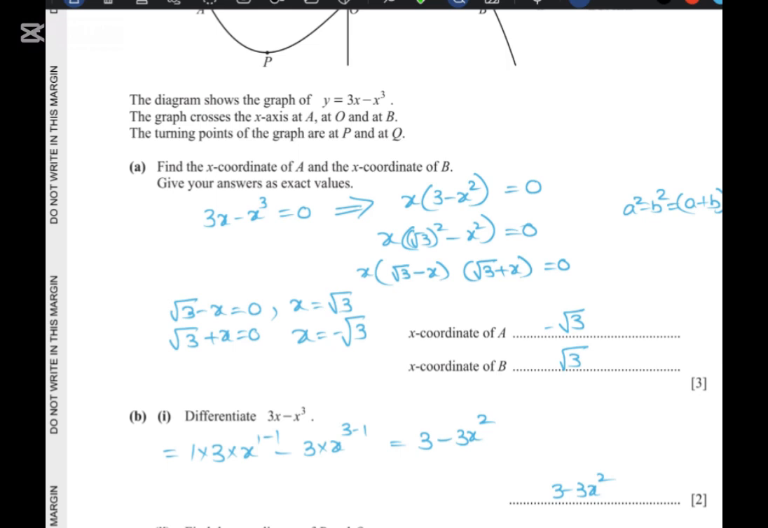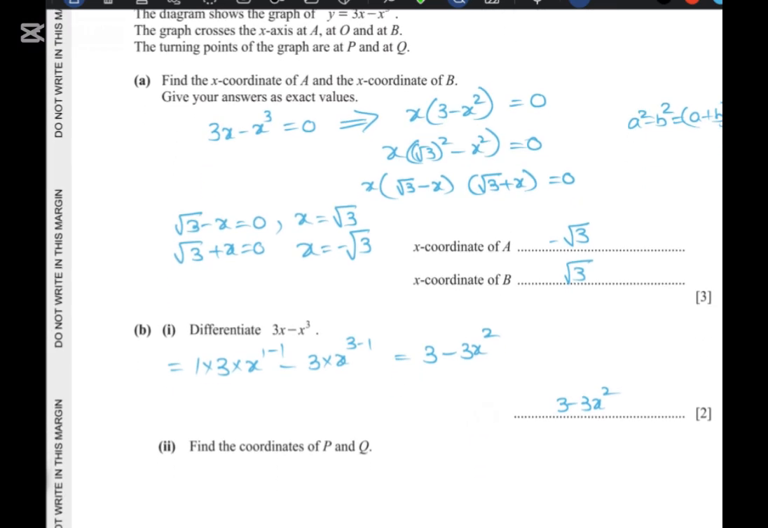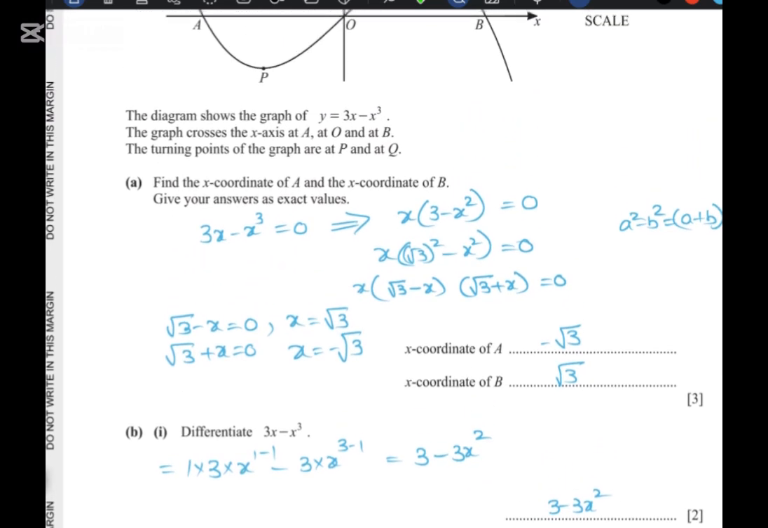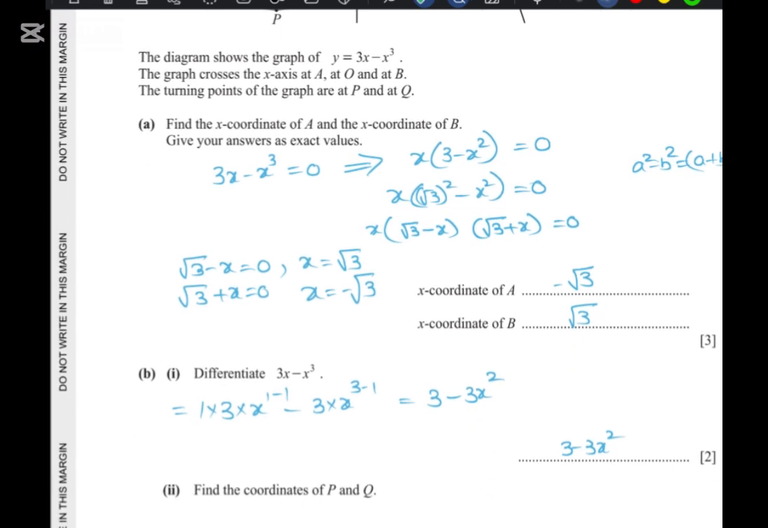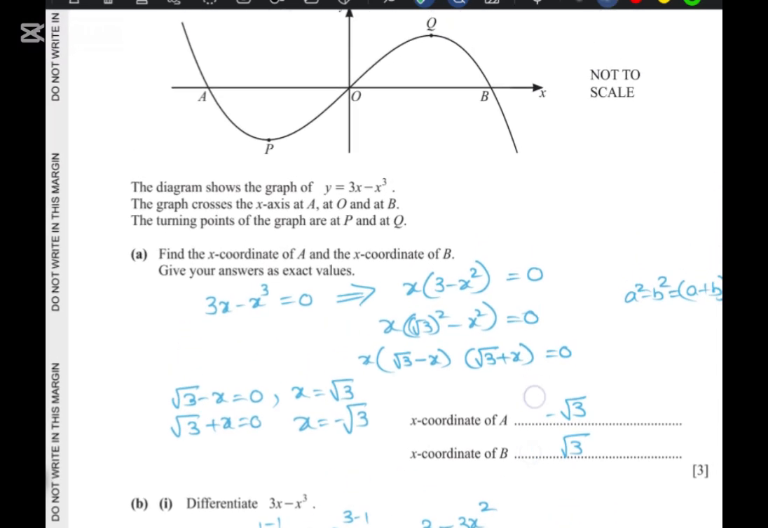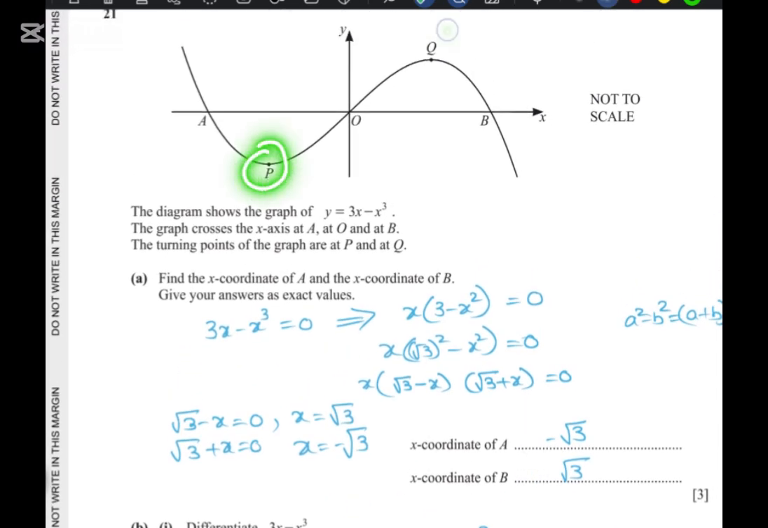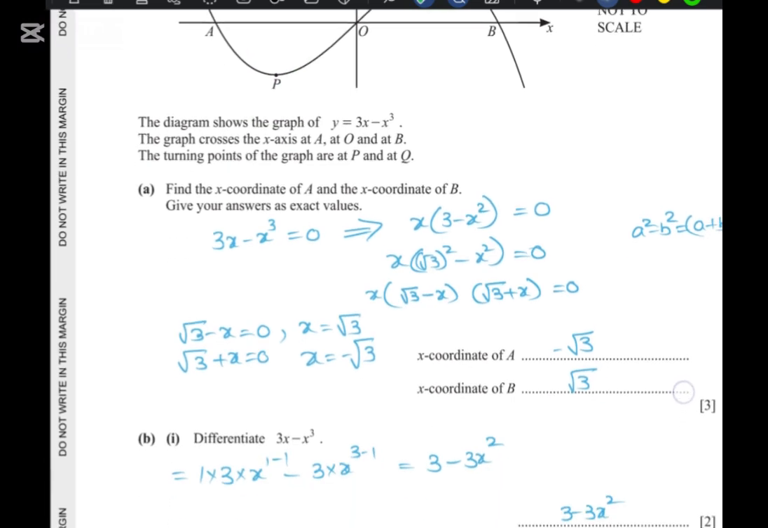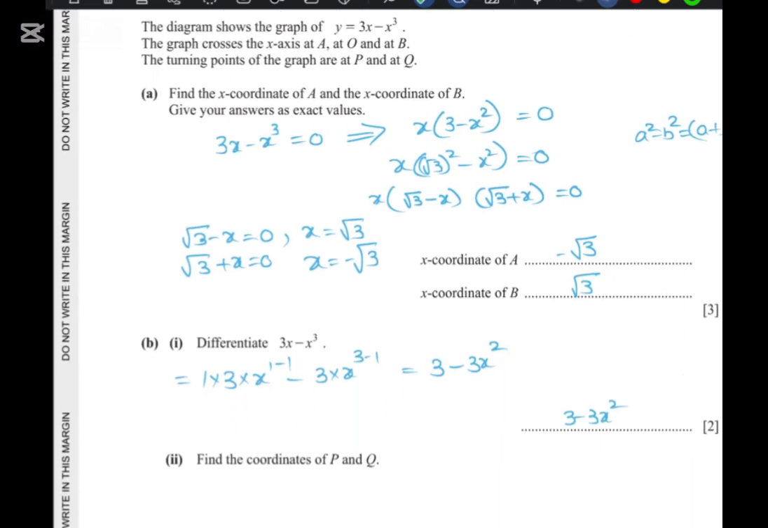Question number 1 of B is done. Then 2, find the coordinates of P and Q. They are asking the coordinates of P and Q. So P and Q are the turning points. To get the coordinates of a turning point, we need to equate the differentiation with 0. So dy by dx is equal to 0.